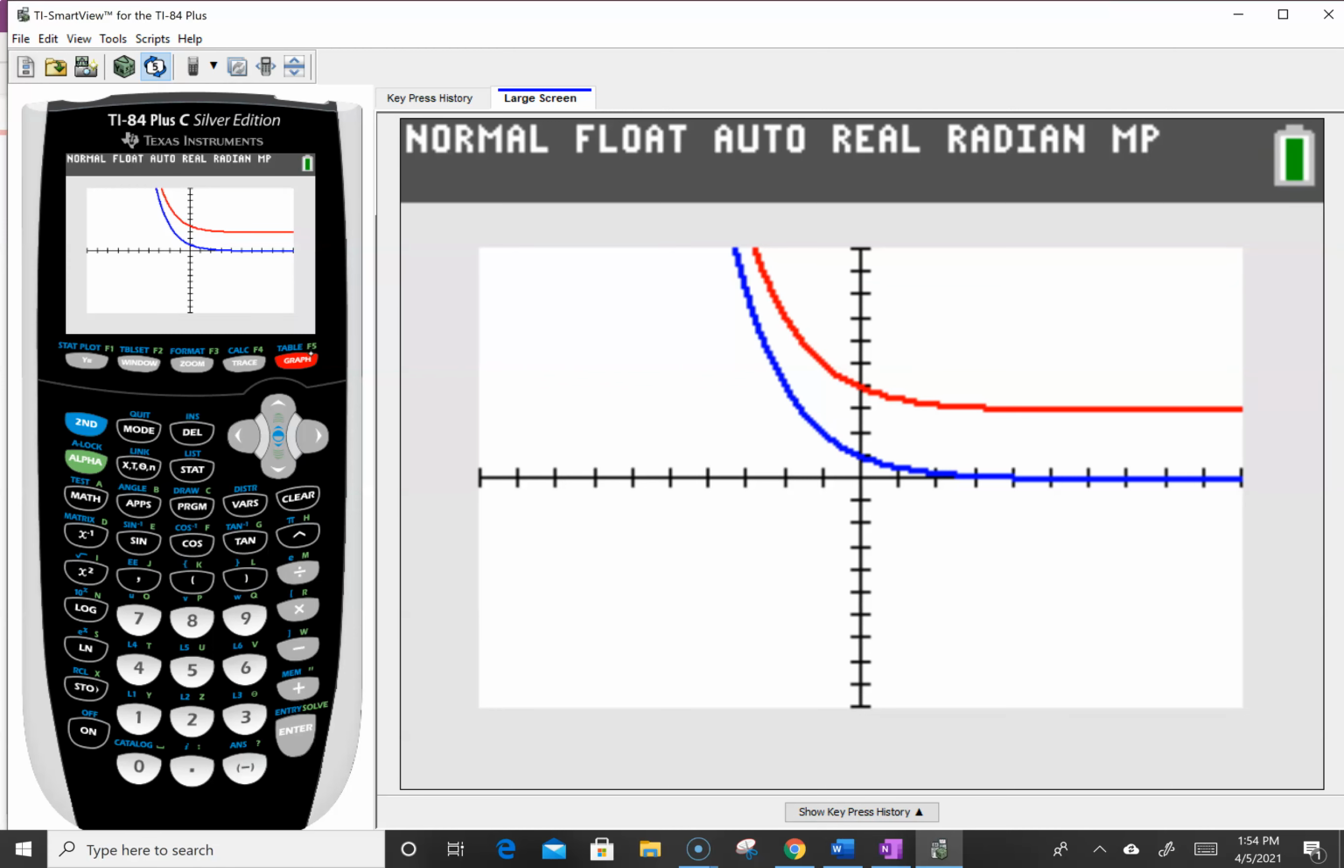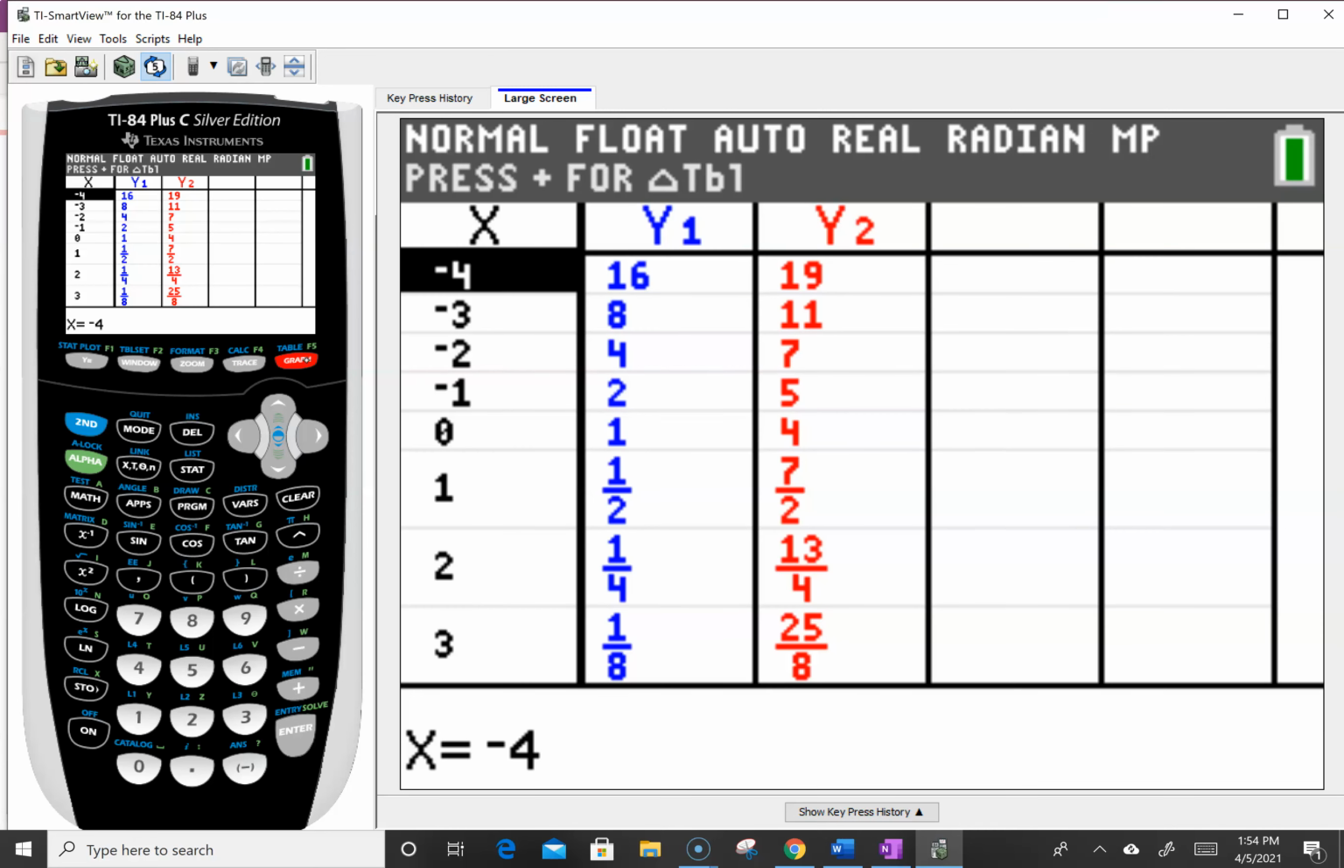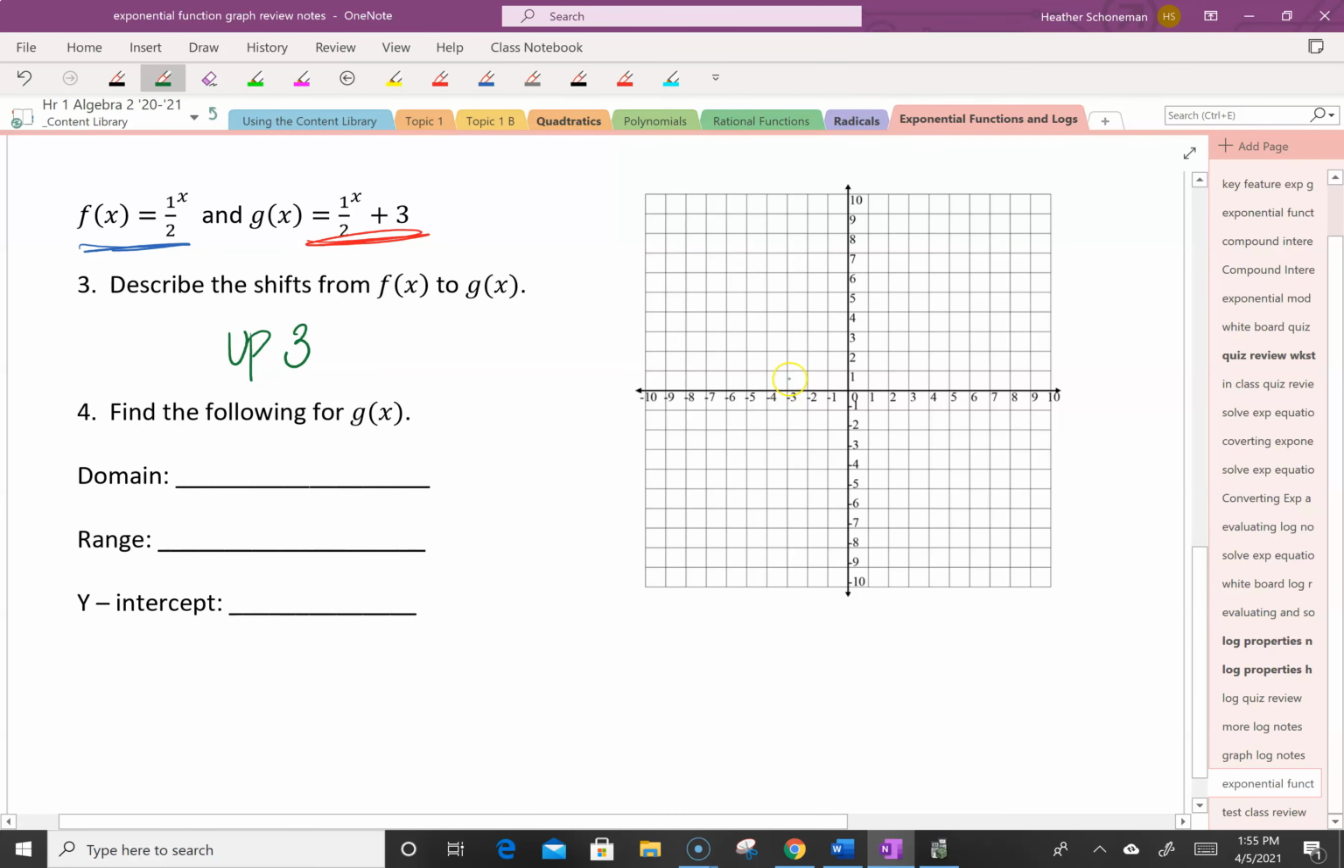Okay, so now we can go to the table and we can see our points. As I graph them, (-4, 16) doesn't work, but (-3, 8) does. So I can have (-3, 8), (-2, 4), (-1, 2), (0, 1), (1, 1/2). This going down this way, and this I meant to be blue, but we'll just recolor code that to green.